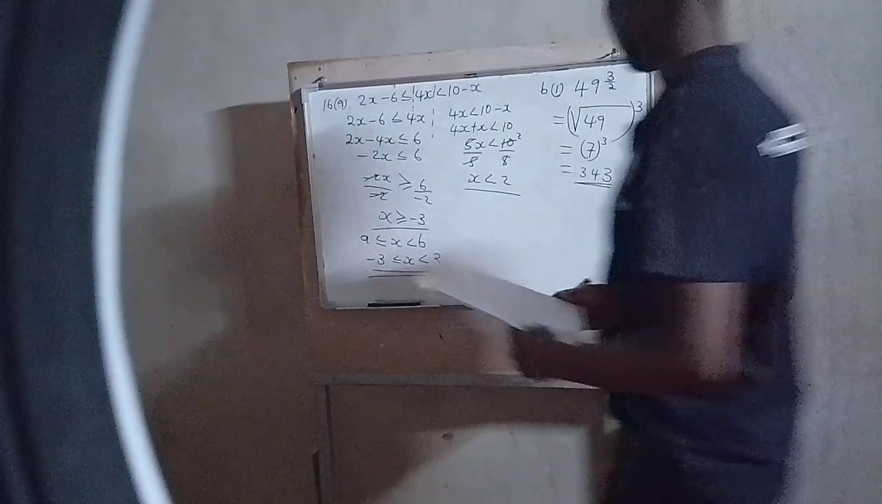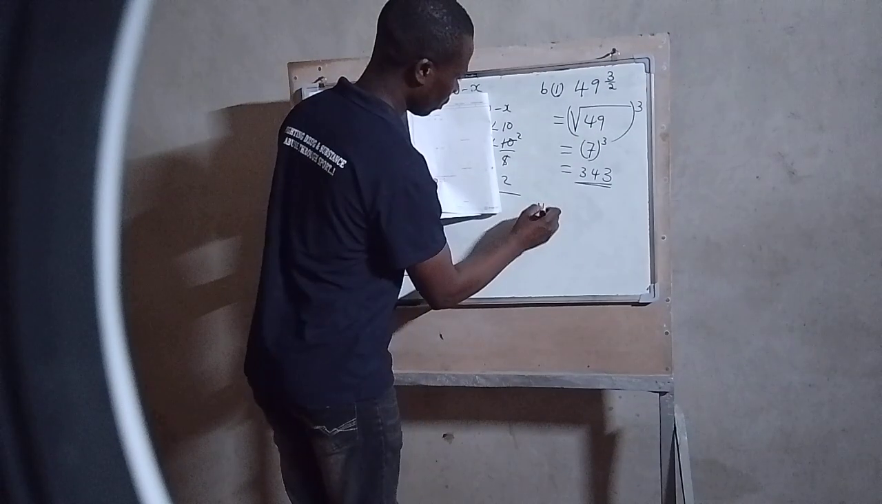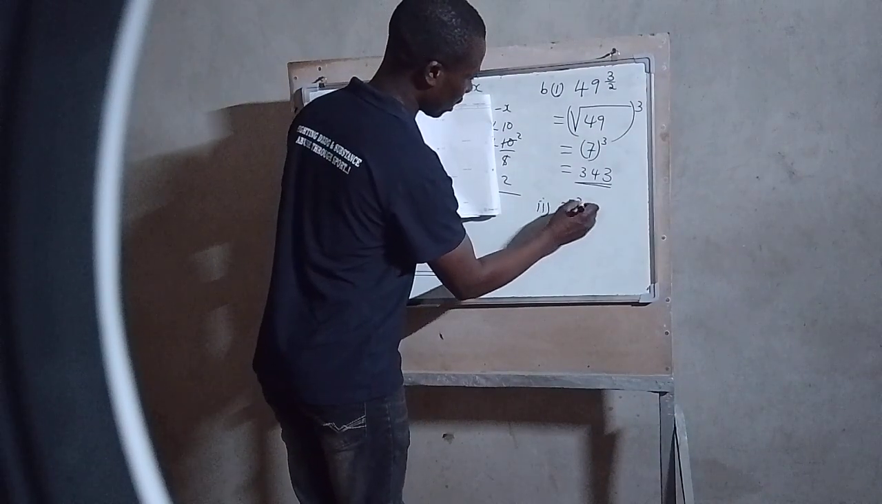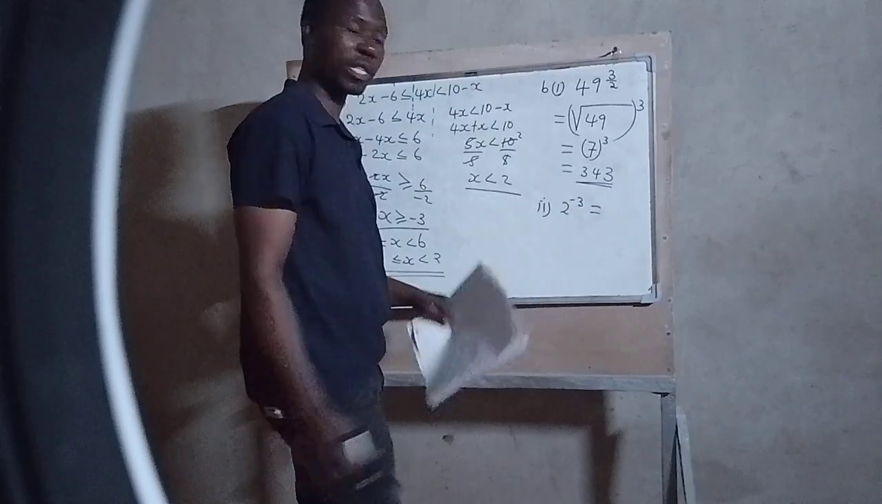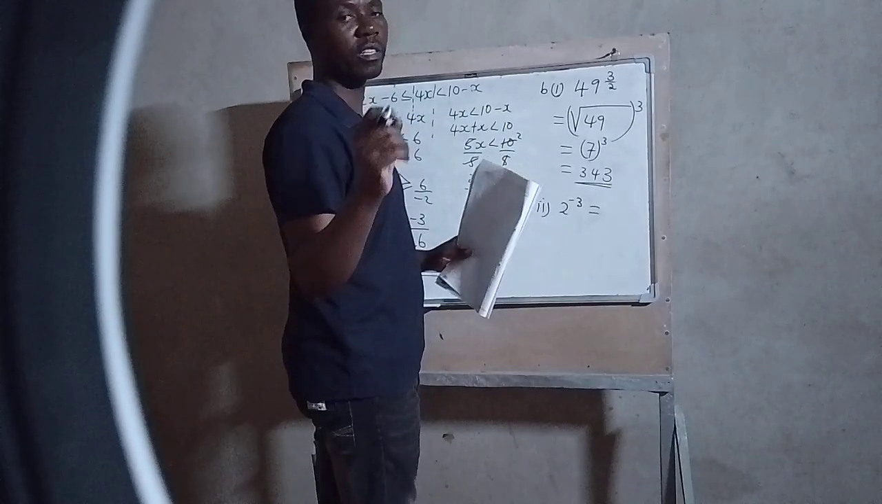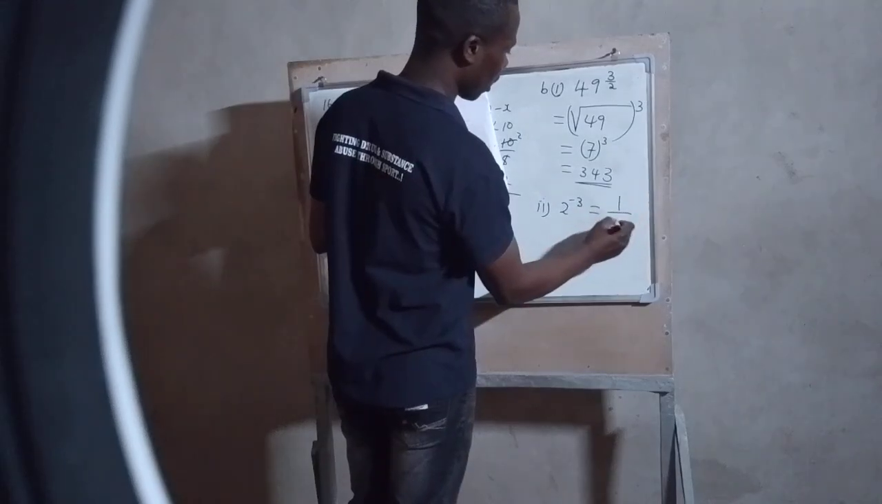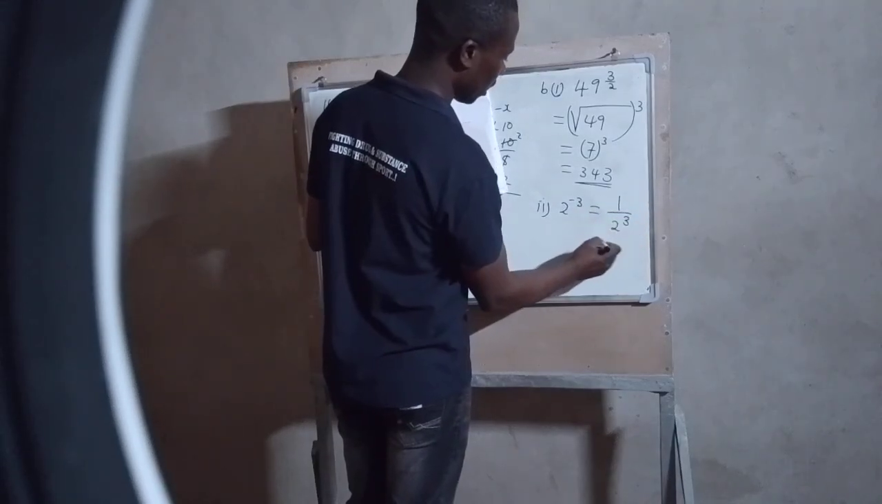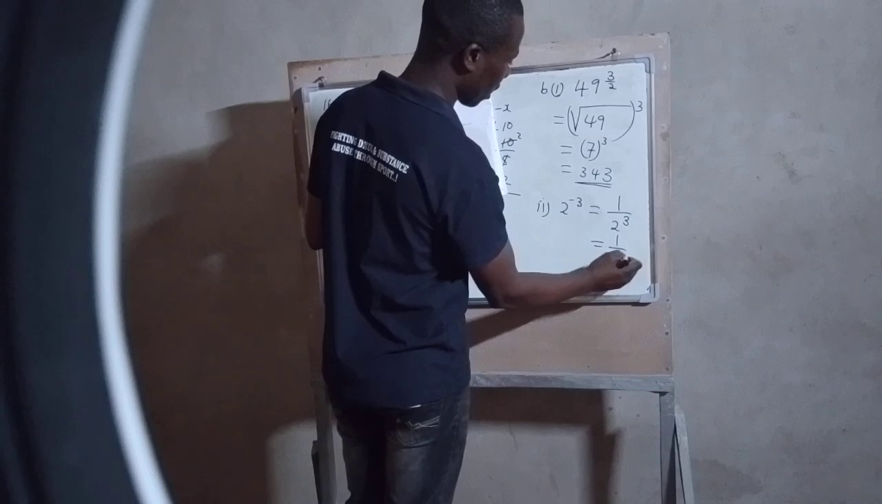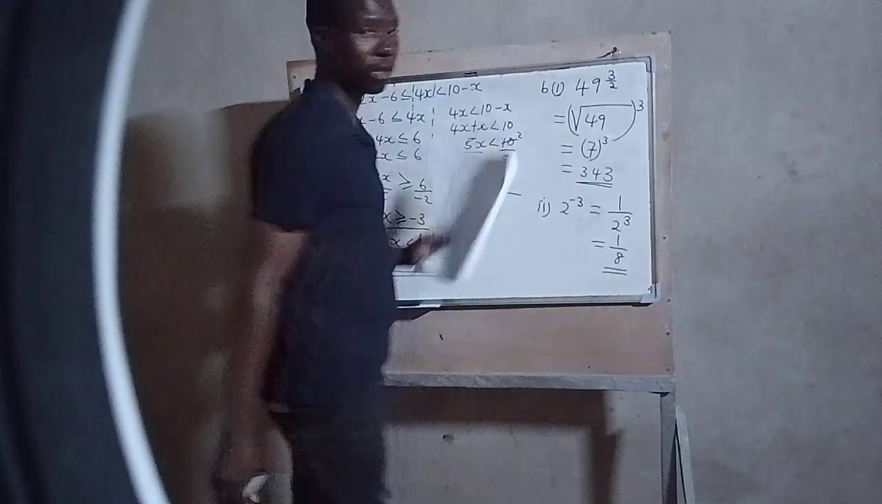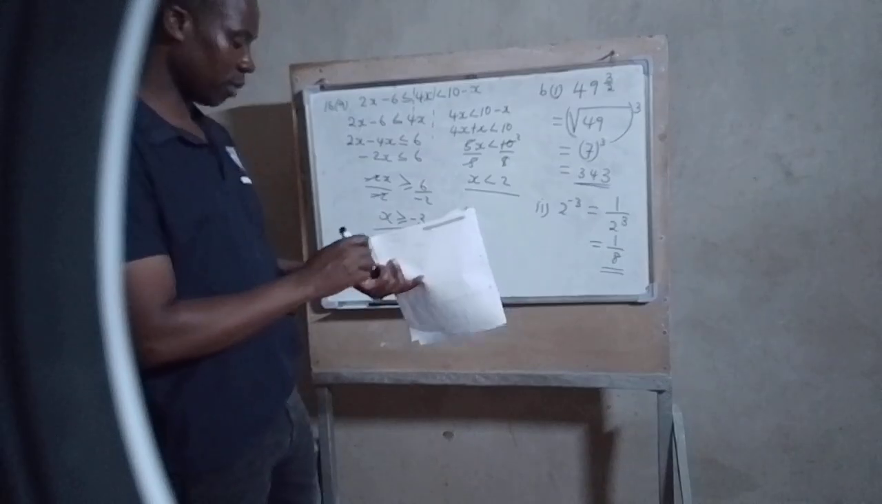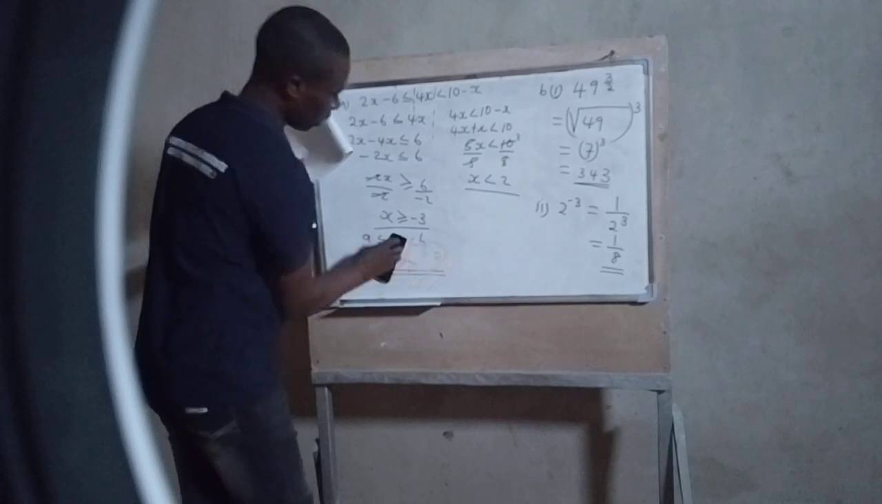Thank you very much. Item 2, that's 2 to the power minus 3. For negative powers, we apply a to the power minus 1, that's 1 over a. So this becomes 1 over 2 to the power 3, and this is equal to 1 over 8. That's 1 over 8. Thank you very much. Let's move on.